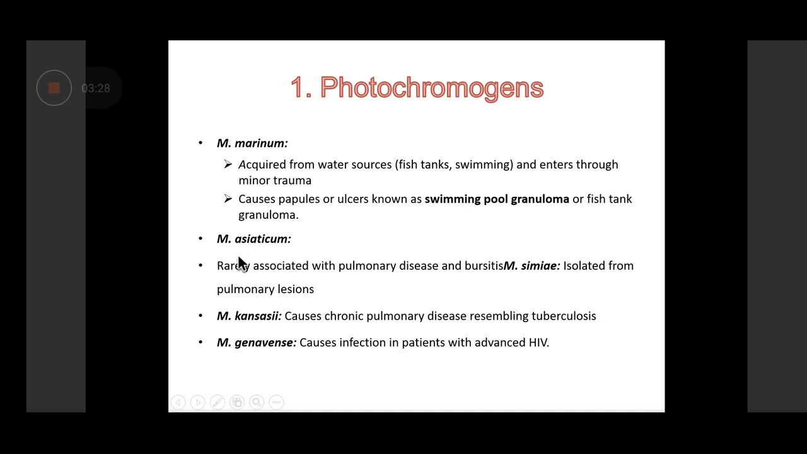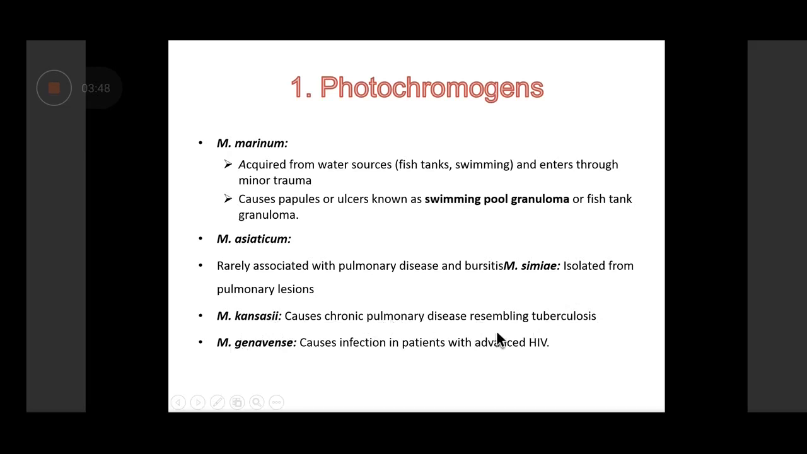Then Mycobacterium asiaticum is rarely associated with pulmonary disease. Then we have M. simiae, which is isolated from pulmonary lesions. Then M. kansasii is responsible for chronic pulmonary disease, which resembles tuberculosis. So M.